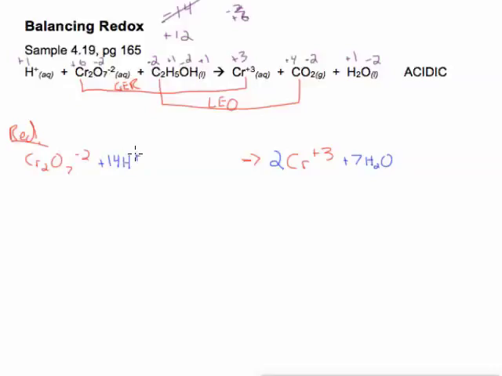So if we talk about it, we've got +14 minus 2. That gives us +12 on the reactant side, and +6 on the product side. In order to make this balance out, we add 6 electrons. And now we have positive 6 and positive 6. So far we're done with reduction.